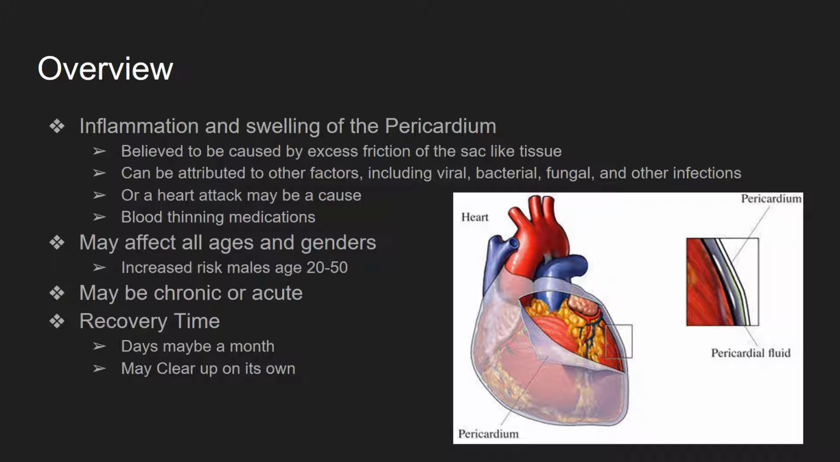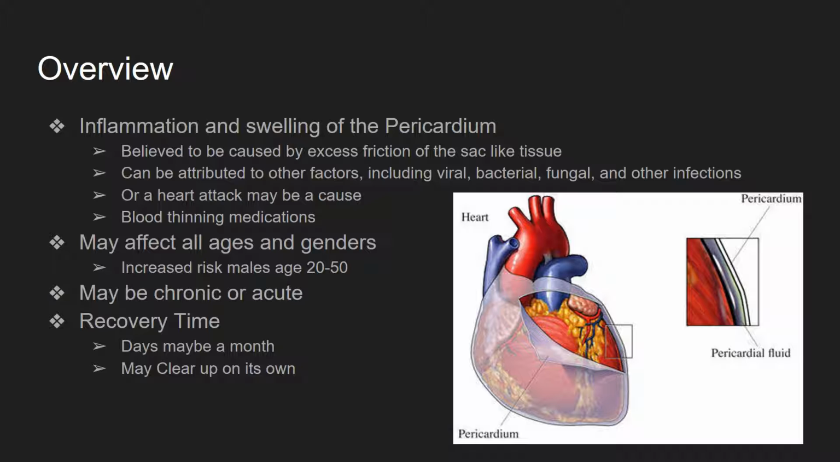All right, so what is pericarditis? Well, basically it's the inflammation and swelling of the pericardium, the membrane that lines the heart. This could be from an infection or some friction caused from the sac-like tissue. There's supposed to be some fluid in between the heart and the membrane, and if those rub up against each other, it makes you have some pain.